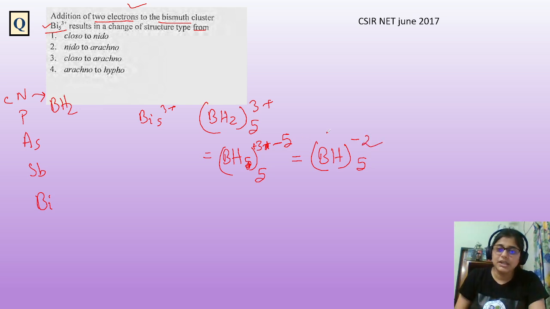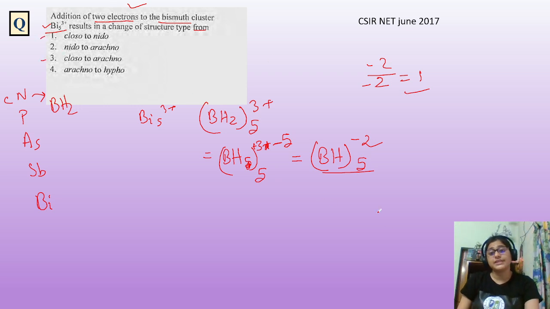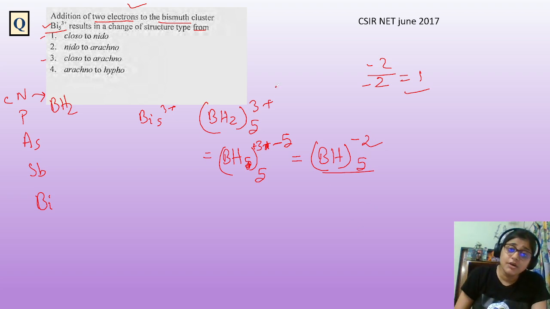So till now we have solved many questions, right? So you can solve it. So minus 2 by 2, minus 2, it will be 1, and it will be closo, right? This will be closo. So 1 and 3 can be the answer, between 1 and 3. Let's find out the second one.